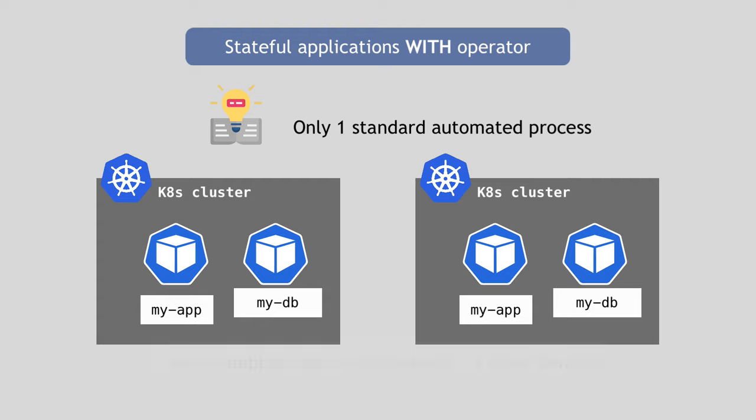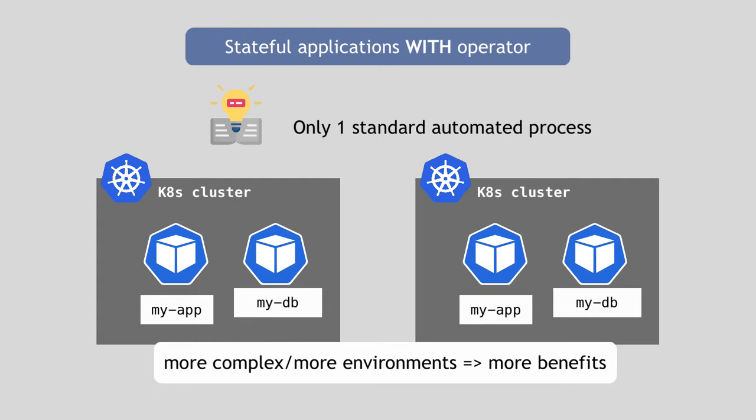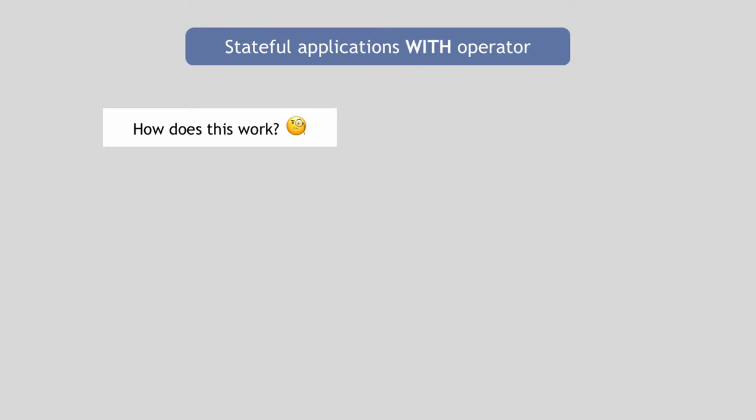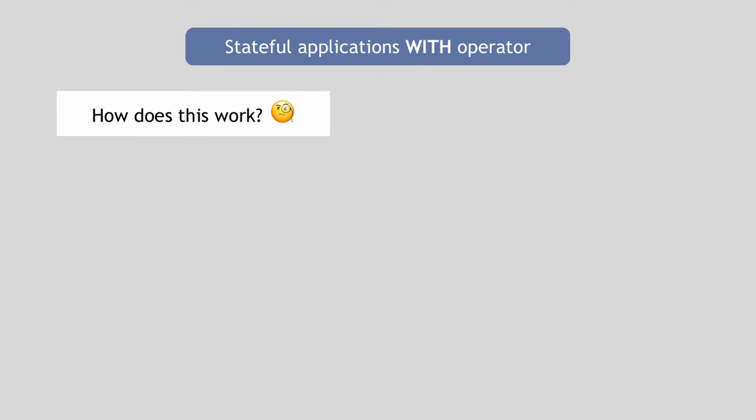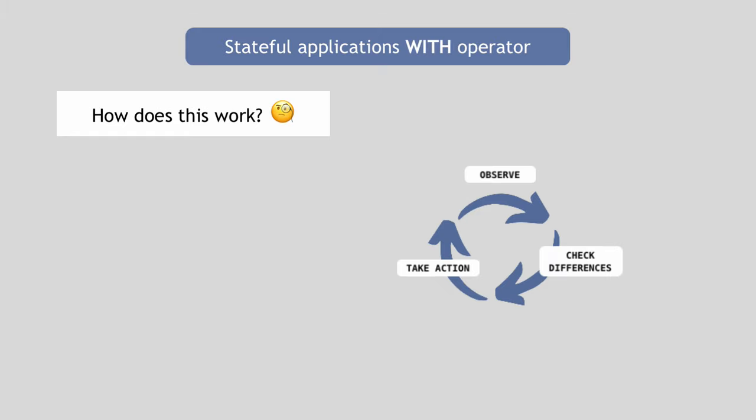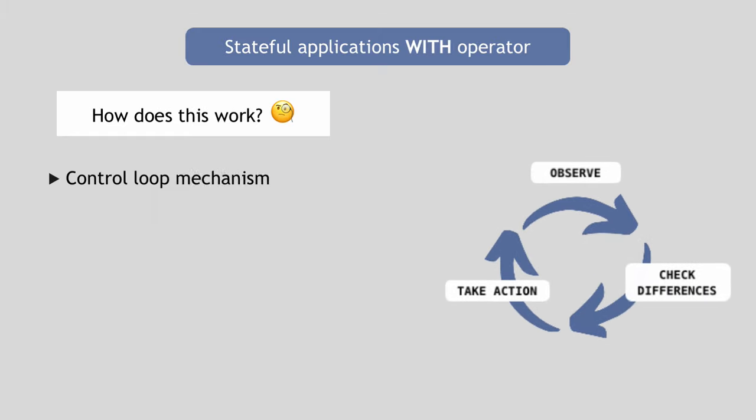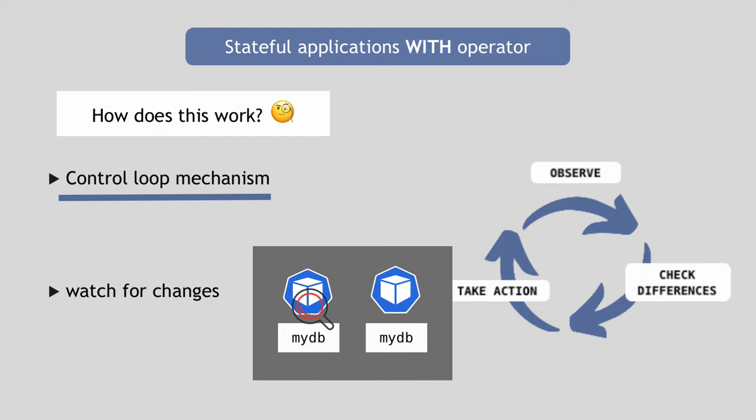Which means that the benefit of having this automated or software operator versus the human operator scales and becomes bigger the more complex your application and the more environments you deploy that application in. So how does operator do this? At its core, it has the same control loop mechanism that Kubernetes has that watches for changes in the application state. Did a replica die? Then it creates a new one.